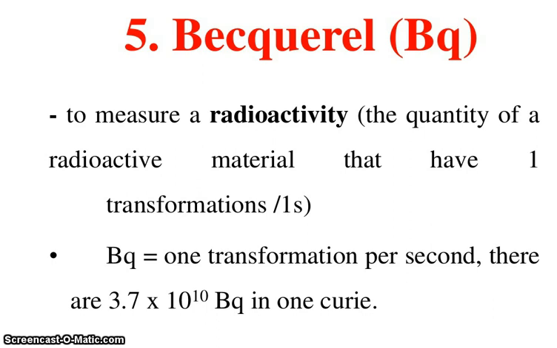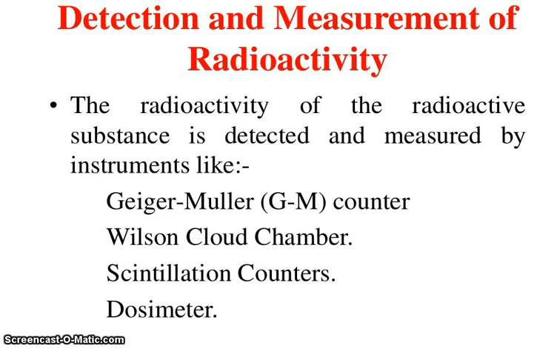Becquerel. To measure radioactivity, the quantity of radioactive material that has one transformation, becquerel is equal to 1 transformation per second. There are 3.7 into 10^10 Bq in 1 curie.